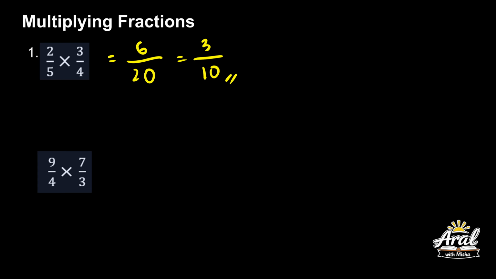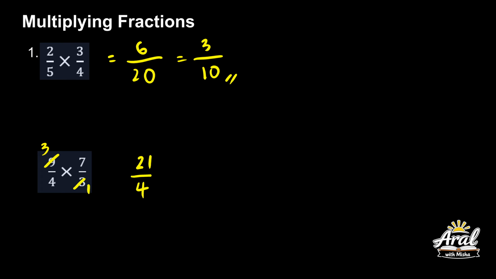3 over 10. 9 over 4 times 7 thirds. May technique tayo para hindi masyadong lumaki yung number. Pwede ka mag-simplify agad. Tignan mo ha. Ito 3, di ba? So, 3 divided by 3. Dito, 9 divided by 3. So, yan na. So, 7 times 3 is 21. 21 over 4.